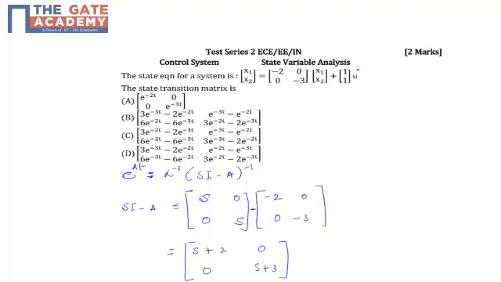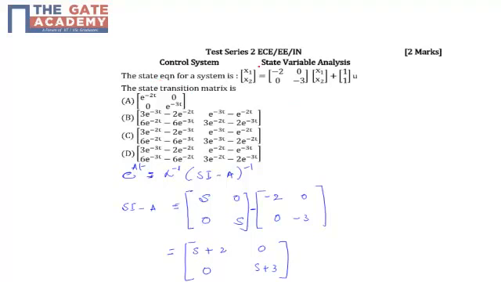These are the elements of matrix A, and that is multiplied with x1 and x2 plus 1 and 1, that is the B matrix into U. So we have to find the state transition matrix of this given model.